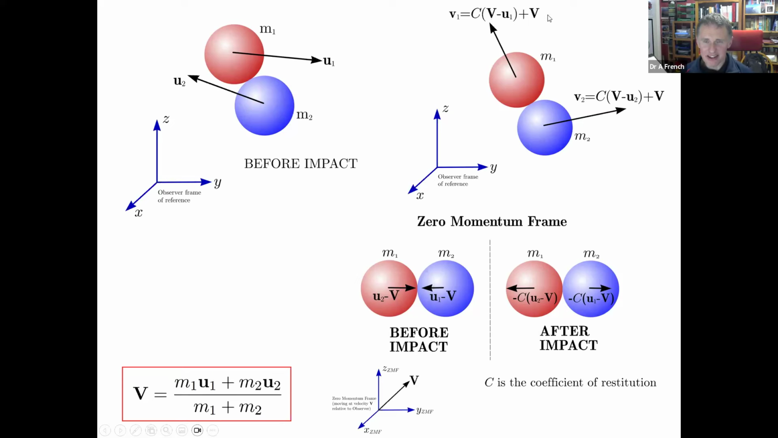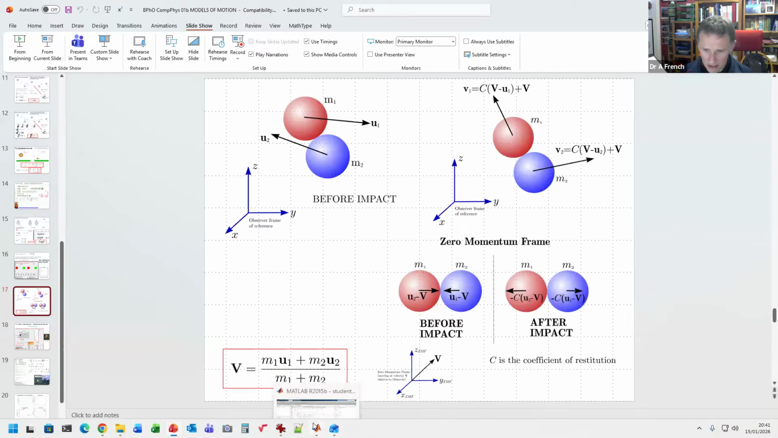It's literally, if we know what our zero momentum frame velocity is, and we know what c is, we can work out the result of our collision. It's literally this formula here. Okay, so that's something you can apply in 2 or even 3 dimensions. And I'll show you a little demonstration.